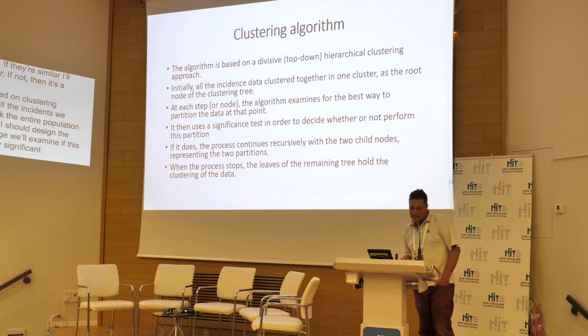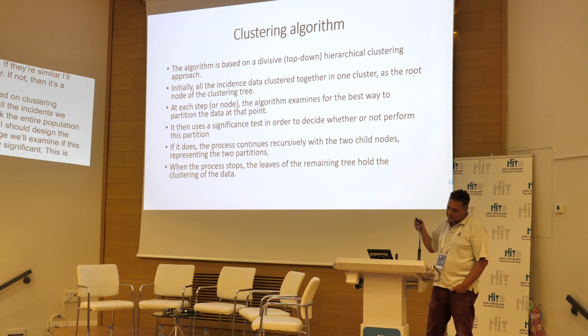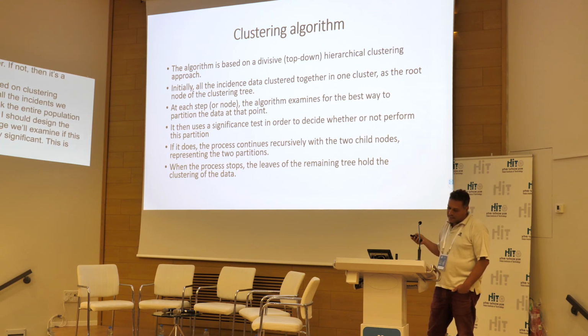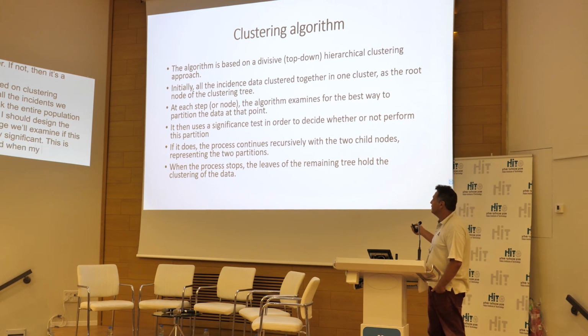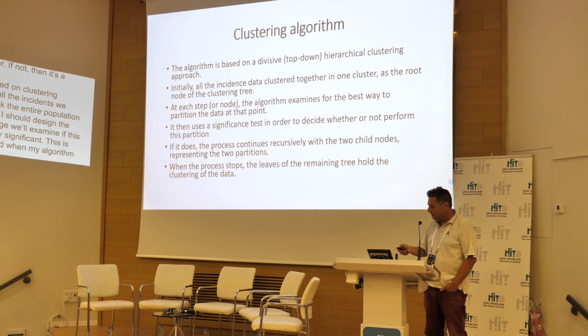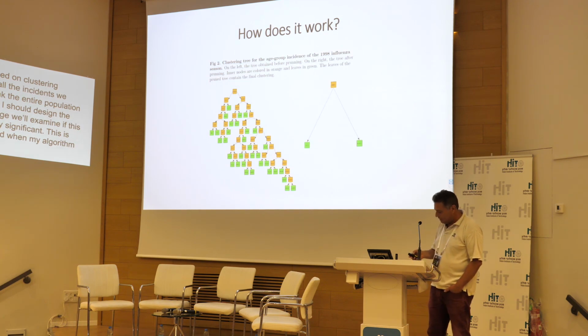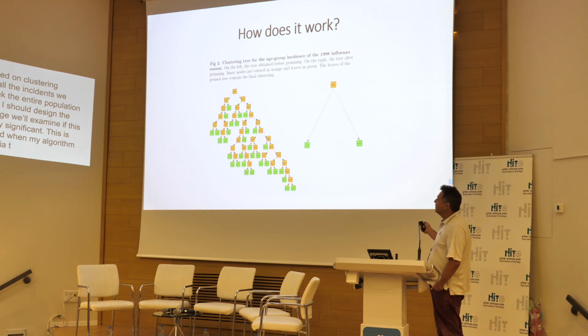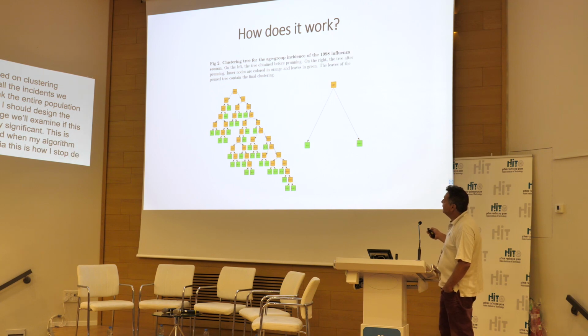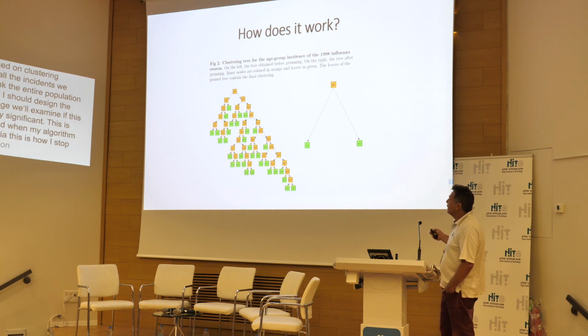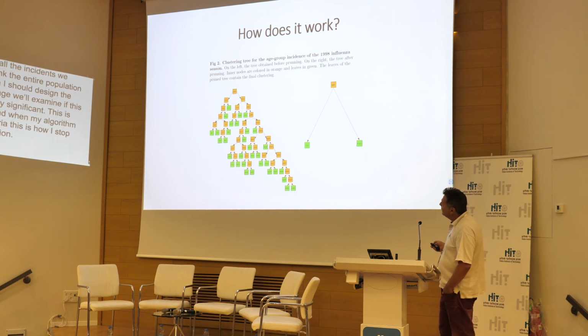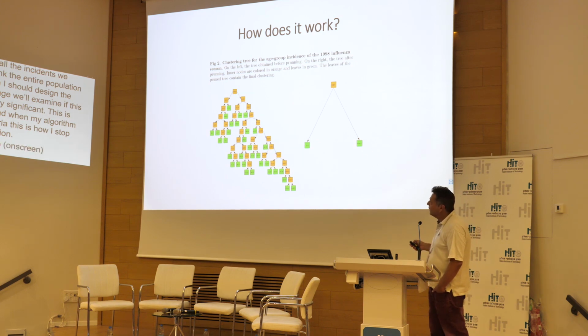And this is done in an iterative way, and when my algorithm gets to its stopping criteria, that's how I stop dividing my population. And if you look, so if I had this population, this is the entire population. At the end, I decided to divide it into two groups here, 0 to 13, and then 14 and above, okay?